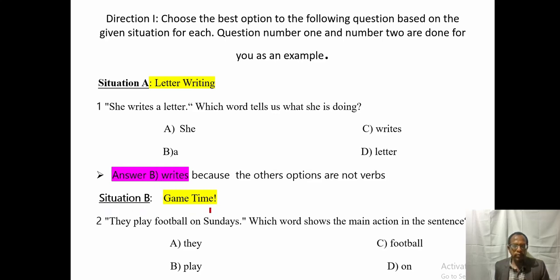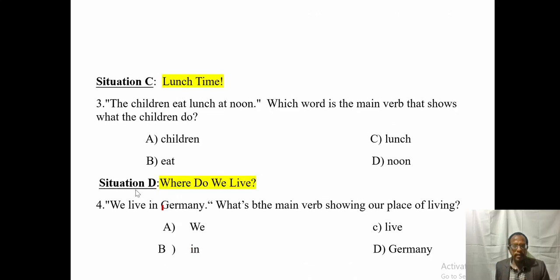Situation B, game time. So question number two is based on the game time. They play football on Sundays. Which word shows the main action in the sentence? A, they, B, play, C, football, D, on. So the answer is B.